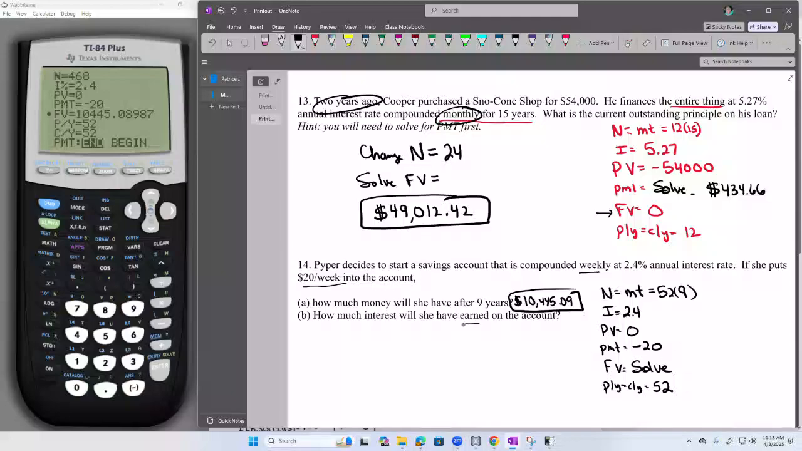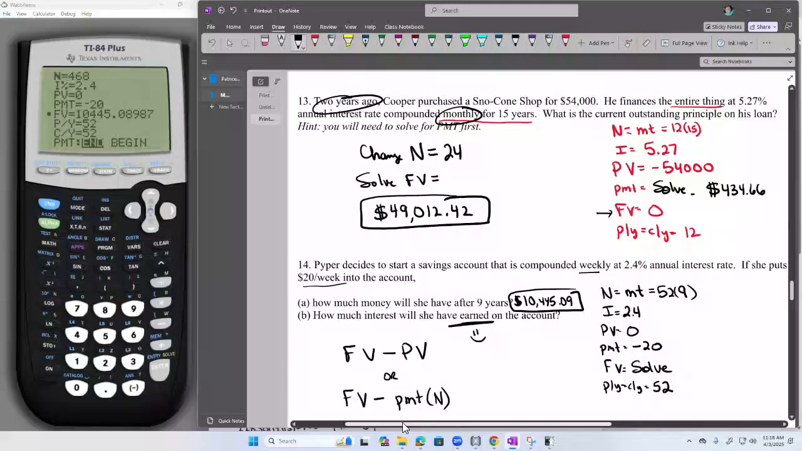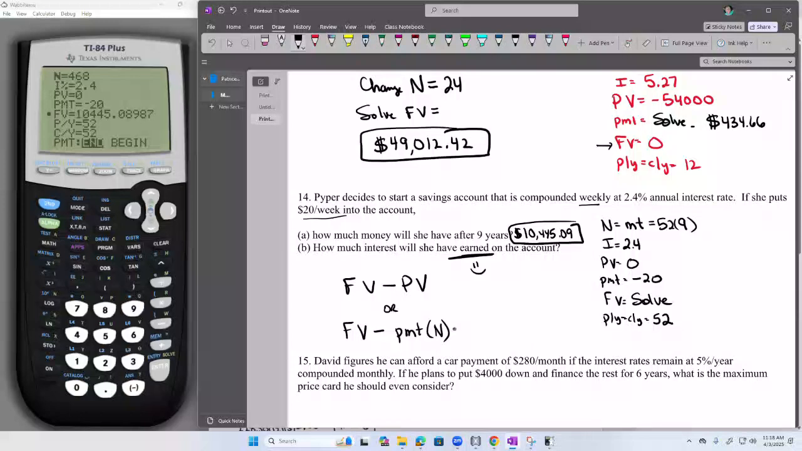Then it says how much interest will she have earned. That's the good interest. That means you're going to end up with way more money than you put in yourself. So you start with how much you end up with, your future value, minus what you put in, which is either a present value, or if you were making payments, then it's your payments times the number of times you made that payment. And so in this case, it's payments. So our future value is $10,445.09 minus $20 every week for 9 years.